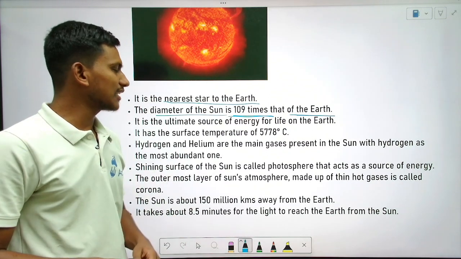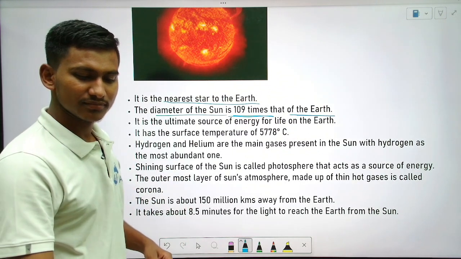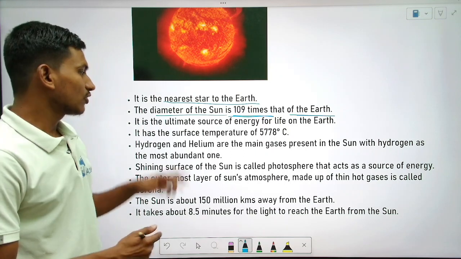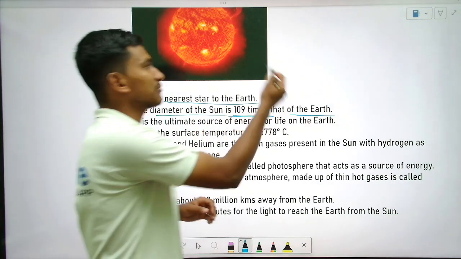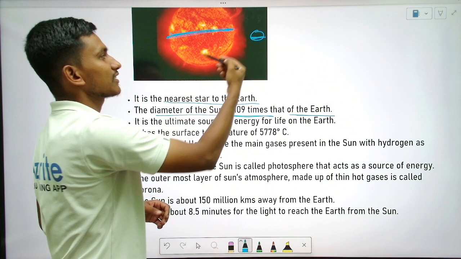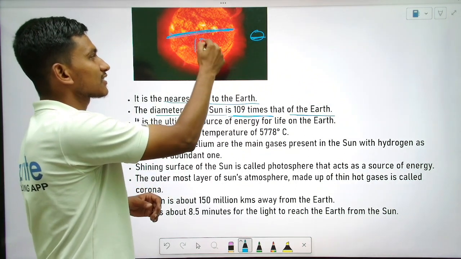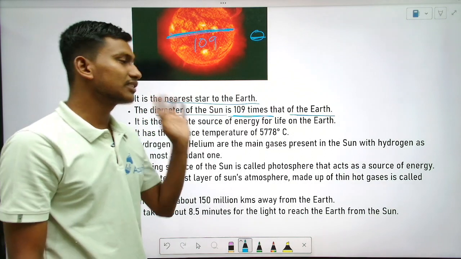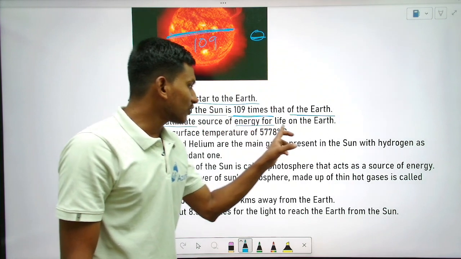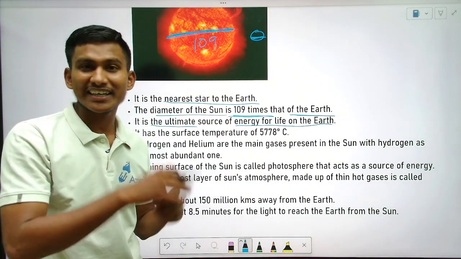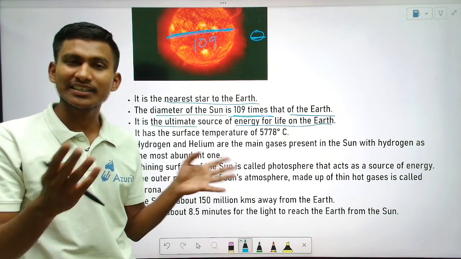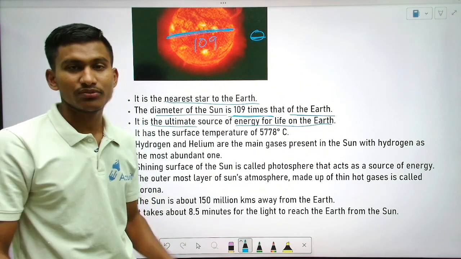I think it is less, is it? 109 times. So how many times? That is 109 times that of the earth. Diameter means this size, right? So if you consider this size as the earth, it is 109 times bigger. Okay, the diameter of the earth. The sun provides energy for life on the earth. That is, sunlight is there. From that, plants grow, they provide food, and we also need light, isn't it? So the sun is the ultimate source of energy for the earth.